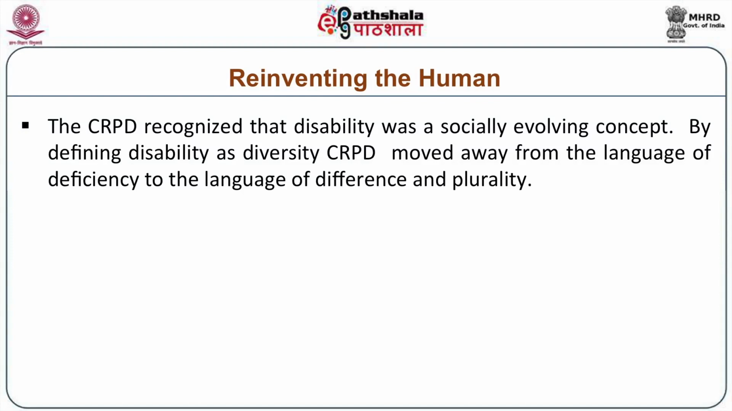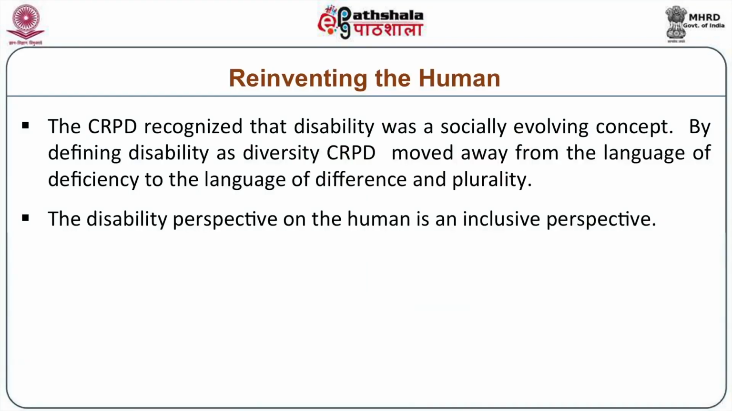So what happens with the CRPD is that we begin to reinvent this conception, this legal concept of who qualifies as a human. The CRPD recognized that disability was a socially evolving concept. By defining disability as diversity, the CRPD moved away from the language of deficiency and toward a language of pluralism, of difference. So prior to the CRPD, we always saw disability as a kind of deficiency. Through the CRPD, this language changed to understand disability as difference. Now, this couldn't have happened without introducing the disability perspective into the process of legal drafting. The disability perspective on the human is an inclusive perspective.